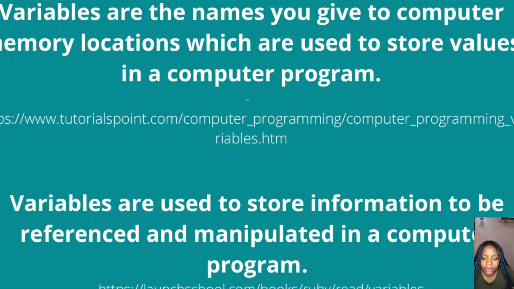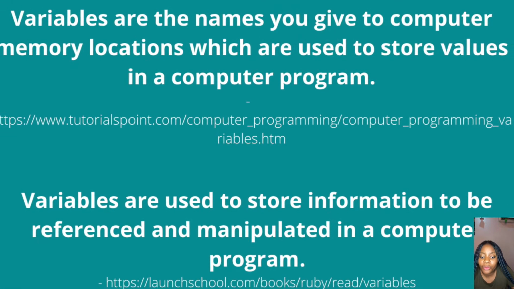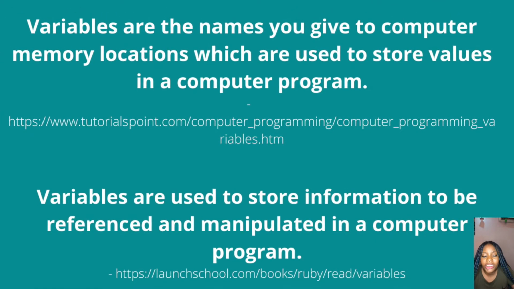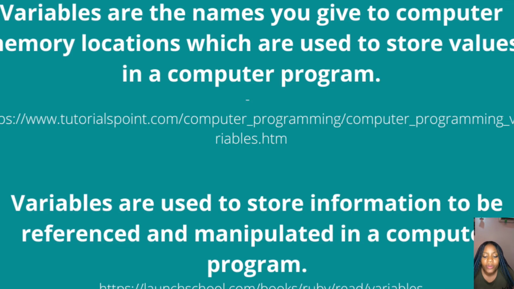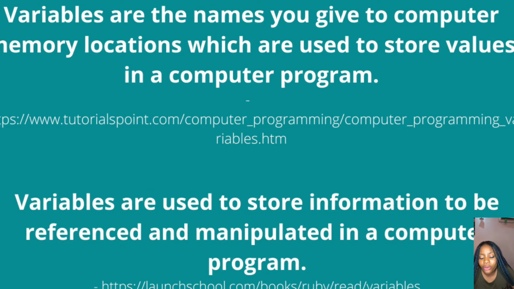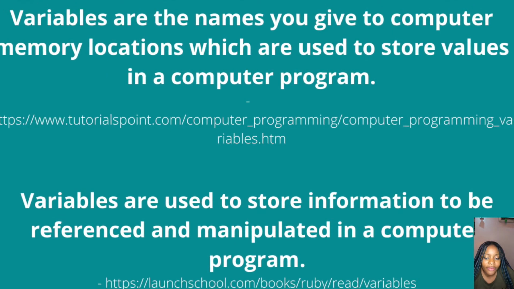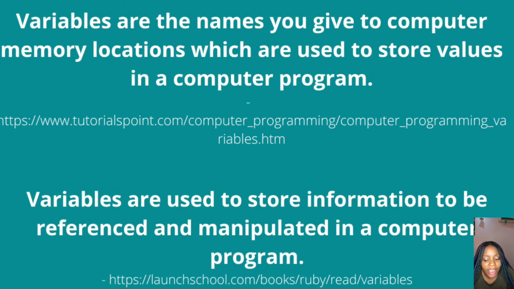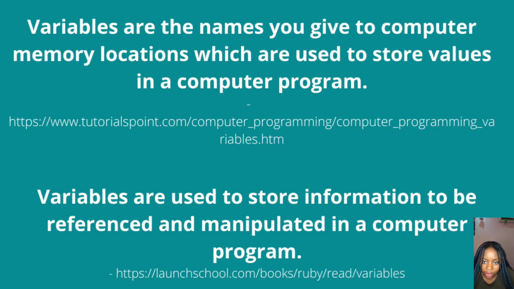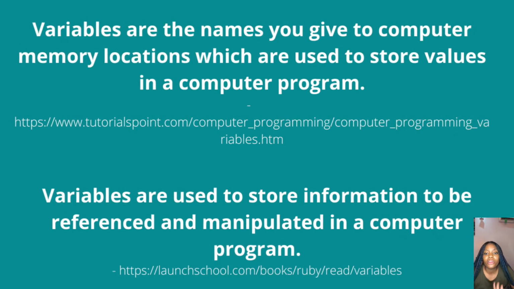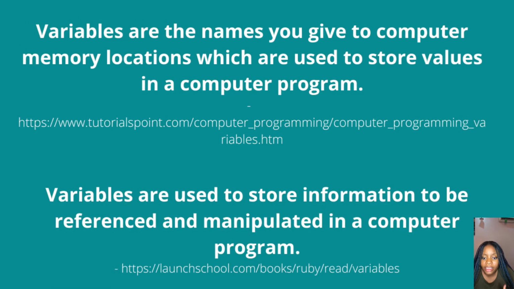What are variables? Variables are the names you give to computer memory locations, which are used to store values in a computer program. You can also say that variables are used to store information to be referenced and manipulated in a computer program. These terms might seem a lot, but I'm going to explain it in lay terms.